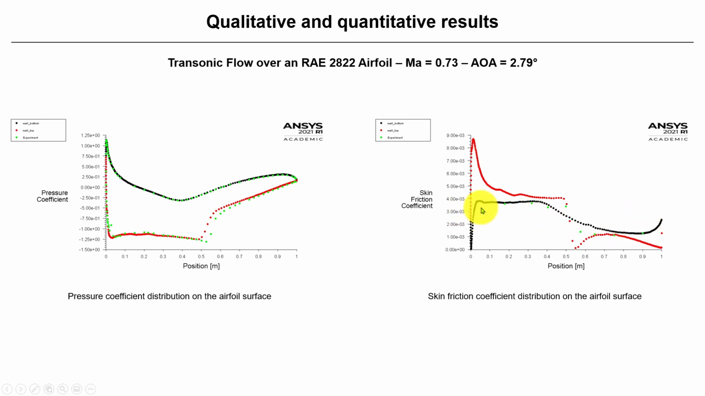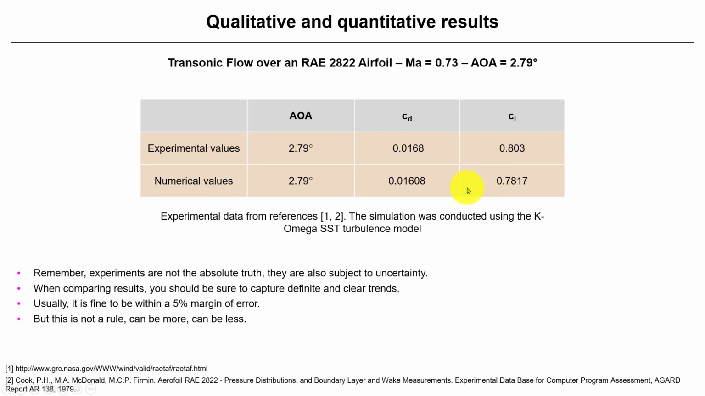And here we also compare the friction coefficient, okay? So we kind of have a trend, which is what is important. And we also have information about the CD and CL, experimental and numerical values. See that we have a comparison here and a relatively good agreement, okay?